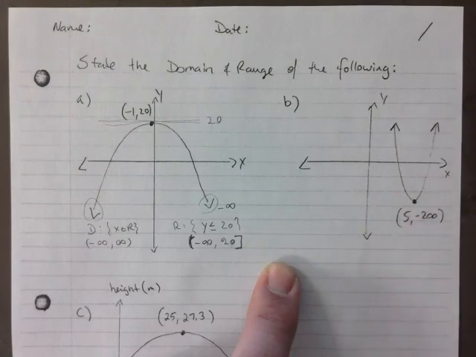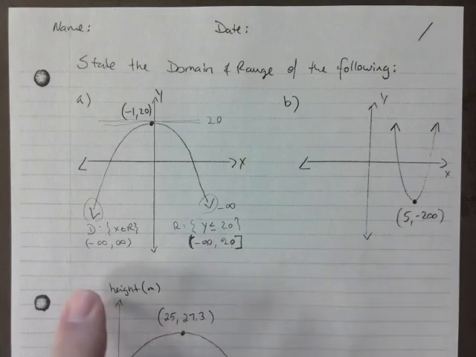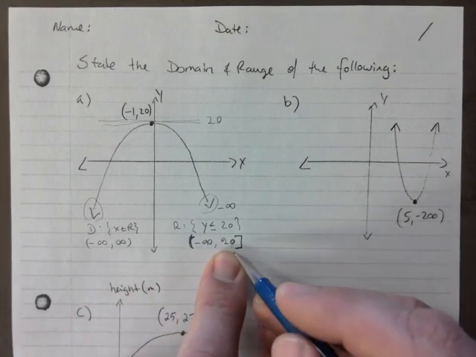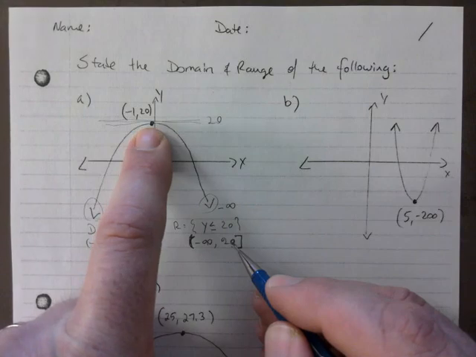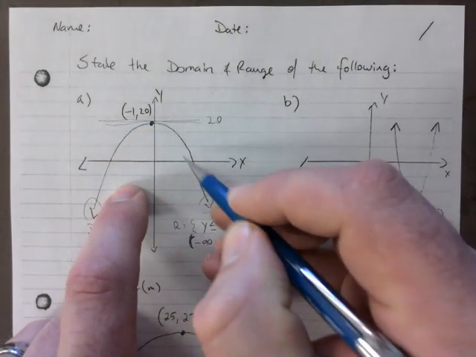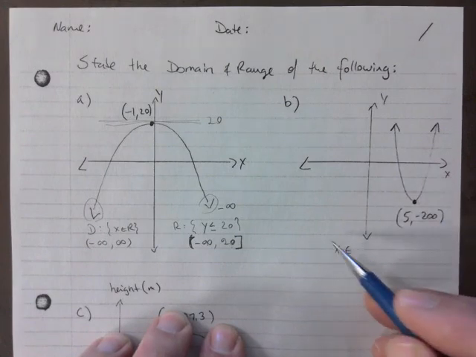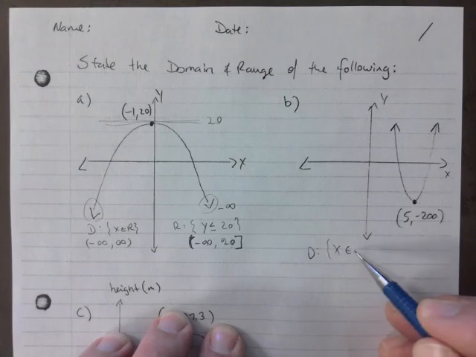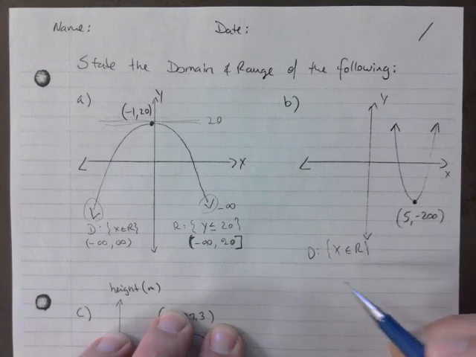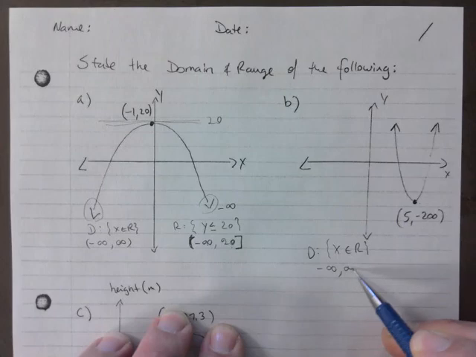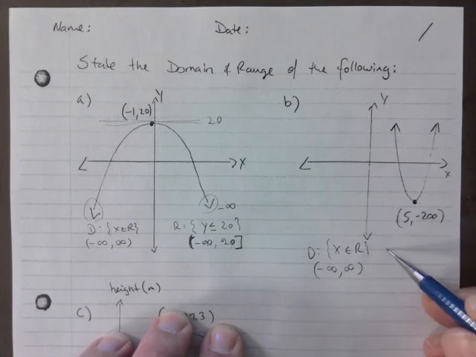Both legs have arrowheads, so it just keeps on going, right? It doesn't have a stop. The only point where it stops is here, because it turns, right? This quadratic turns there. This one, for the domain, same thing as before, all real numbers, or negative infinity, positive infinity. So 1 mark for the domain.